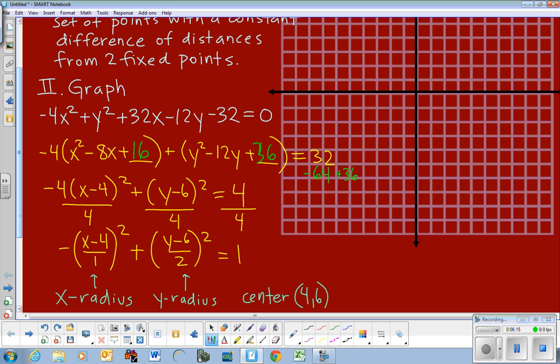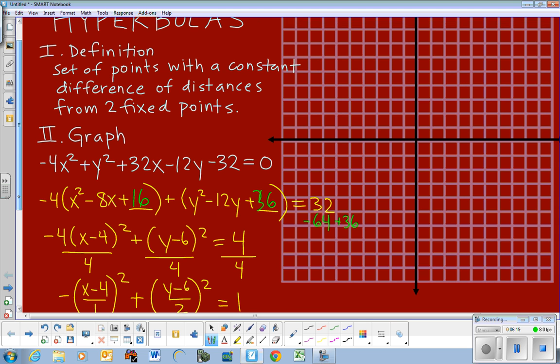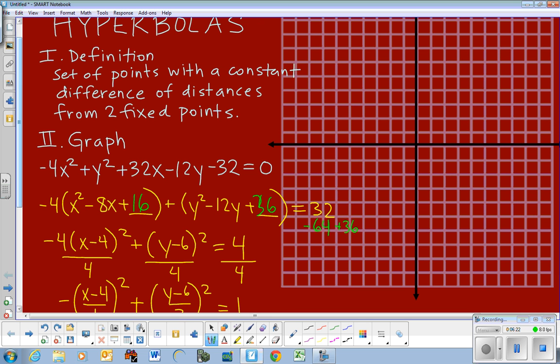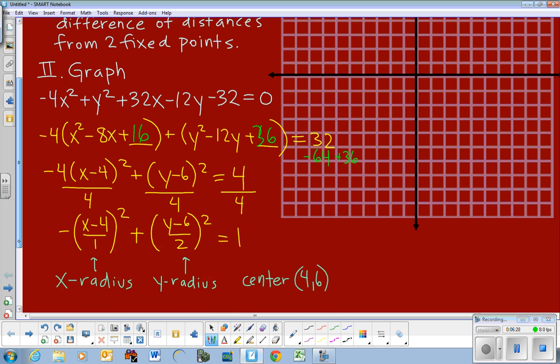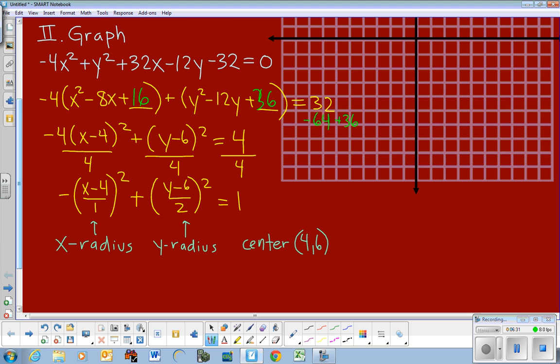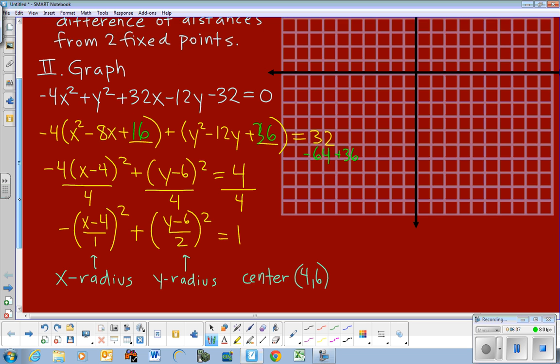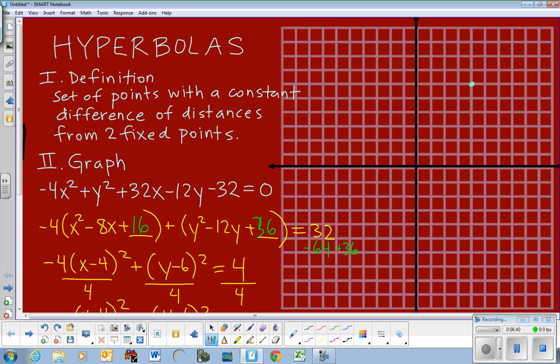I need to go to the center 4, 6, make a dot there. And then I'm going to use my x and y radii to not draw as if it were an ellipse, but I'm going to make a little rectangle. I need to go left and right 1, up and down 2. So that's going to take me here, here, here, and here. Now if this were an ellipse graph, I would just go, there's my ellipse, and be done.